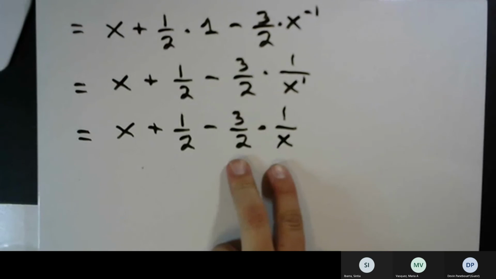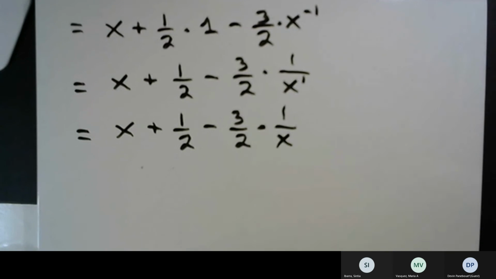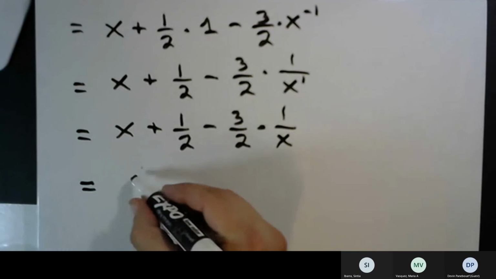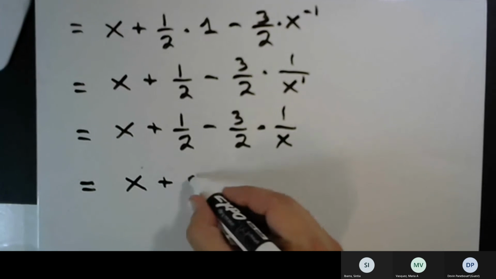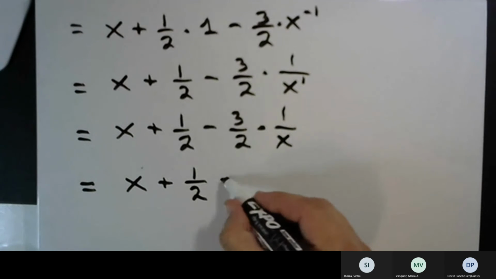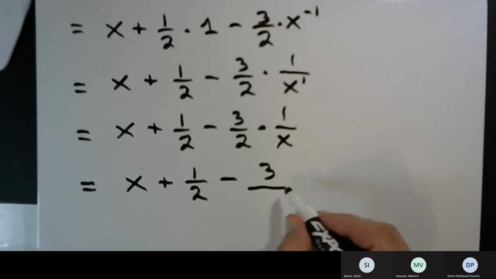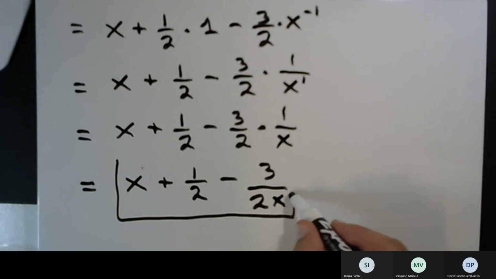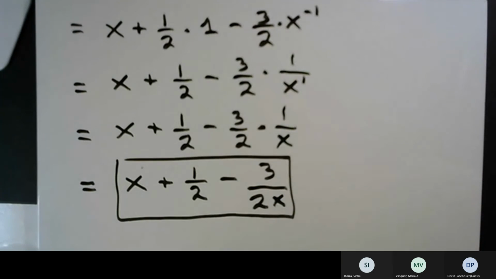Now these are two fractions that are being multiplied, so we're going to multiply those together. And so we get x plus 1/2 minus 3 over 2x. And that's going to be our answer. So any questions about that?